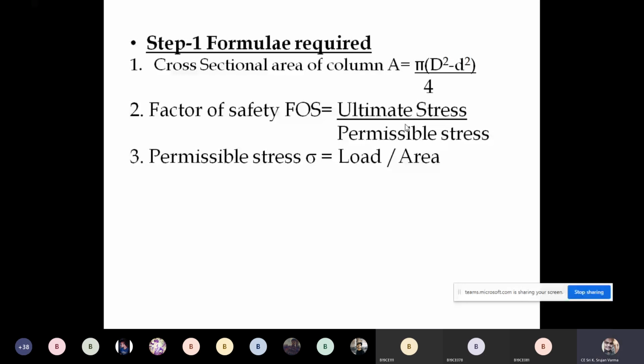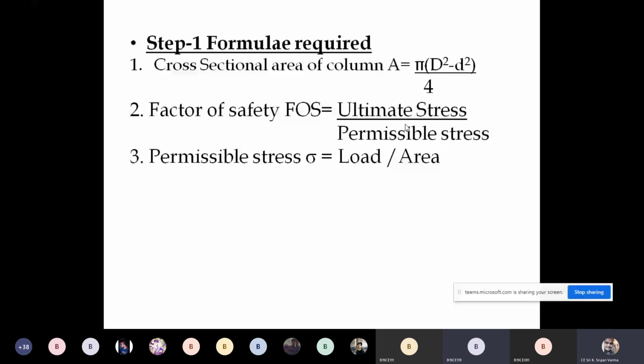Hollow circular section, which is having an external diameter of capital D and internal diameter of small d. What will be the cross sectional area? Hollow means it is like a pipe, right? It will not be a semicircle, it is circular. Pi by 4 into capital D square minus small d square.